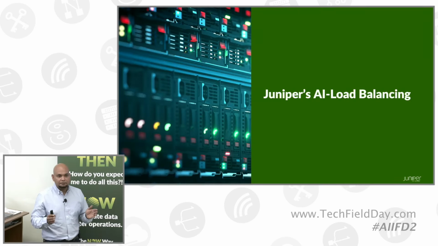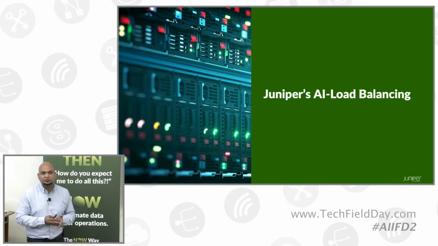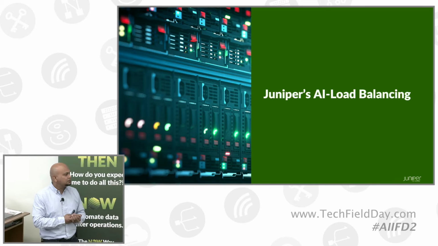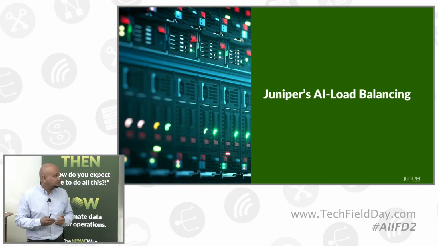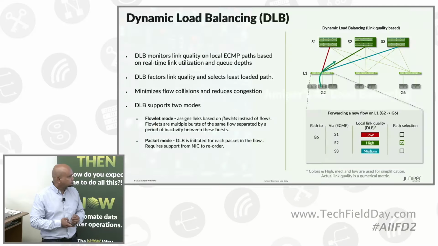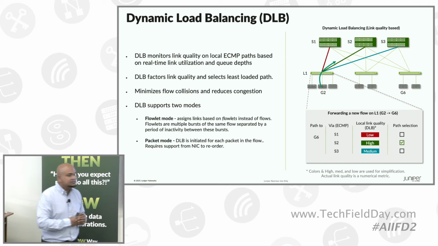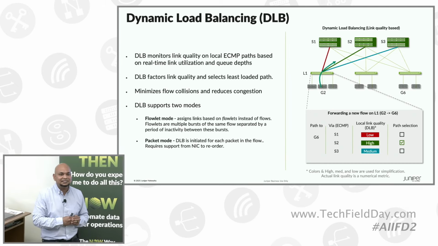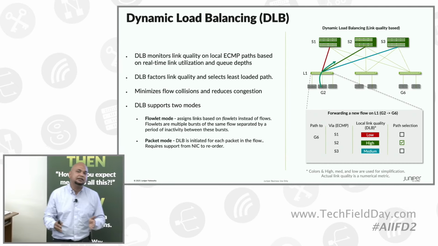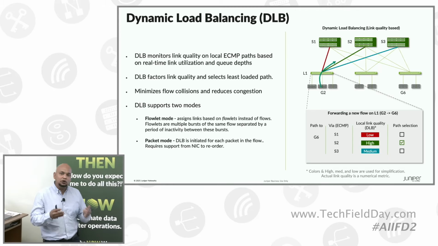So now let's look at, Praful mentioned this in the previous session, but I'm going to dive a little bit deeper into how Juniper's open and standards-based approach using Ethernet solves some of these problems. Under the umbrella we are calling AI load balancing, the first technique is dynamic load balancing. This is an evolution or enhancement over static ECMP, where we take a more informed decision.